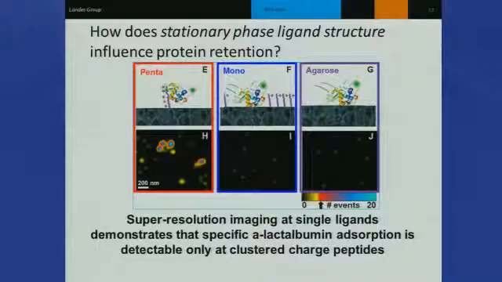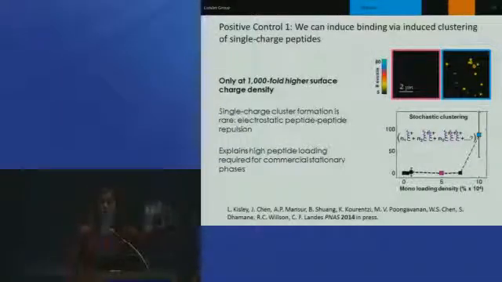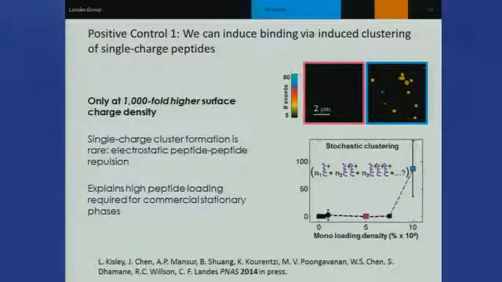And so the first control I'm going to show you is the inducing of the clustering of the monocharged peptide. If this really is due to clustering, and clustering is driving things, I should see two things. First of all, I shouldn't see a monotonic increase in the adsorption. I should see nothing until clustering turns on and then something. And then the other thing I should expect to see, because the peptides are charged, is that it should be very difficult and require high concentrations to turn this on, because they electrostatically repel each other, and I was working at very low loading densities to begin with. And that's exactly what you see here.